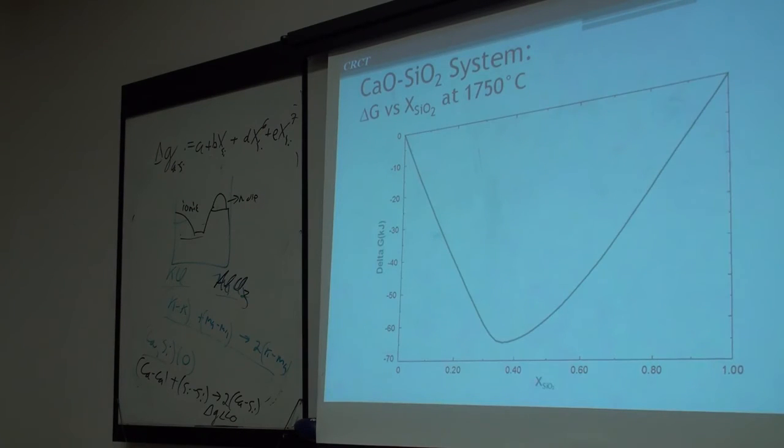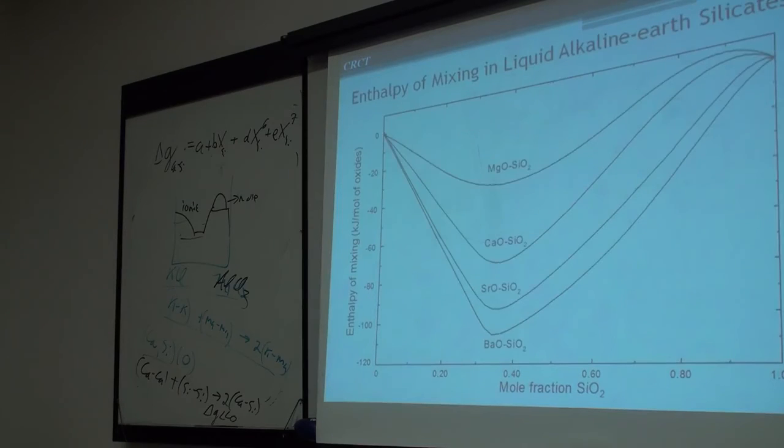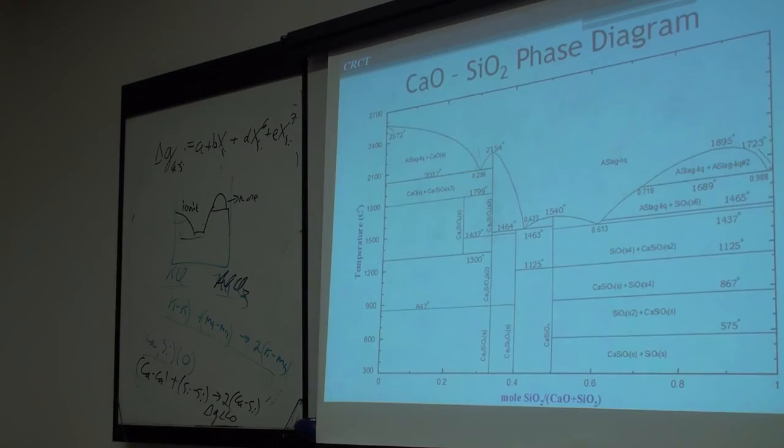There's your calcium silica. This is in fact our optimized Gibbs energy at 1750 Celsius. 1750 Celsius is here, so you're inside the miscibility gap.